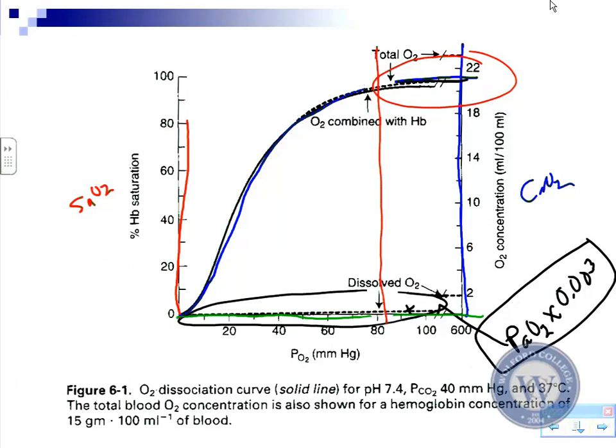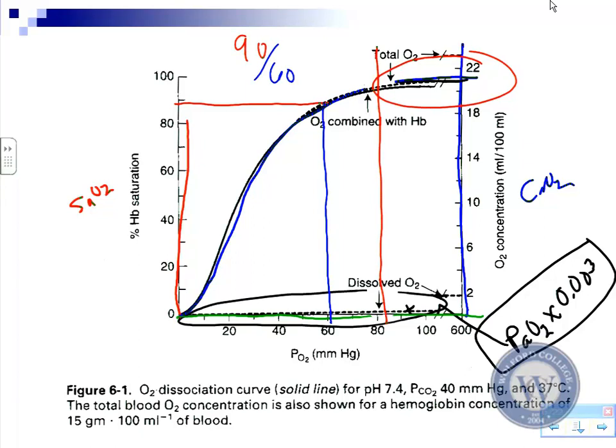Now, that being said, the hemoglobin has certain points on it that are really critical for you to understand. There's certain points on it that you have to memorize. The example of that is at 90% saturation, the value for the PaO2 at that point should be 60. So 60, 90 saturation.